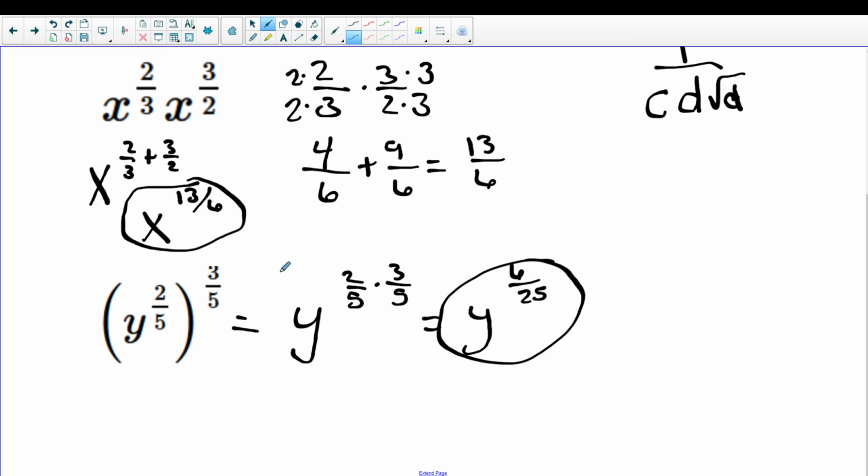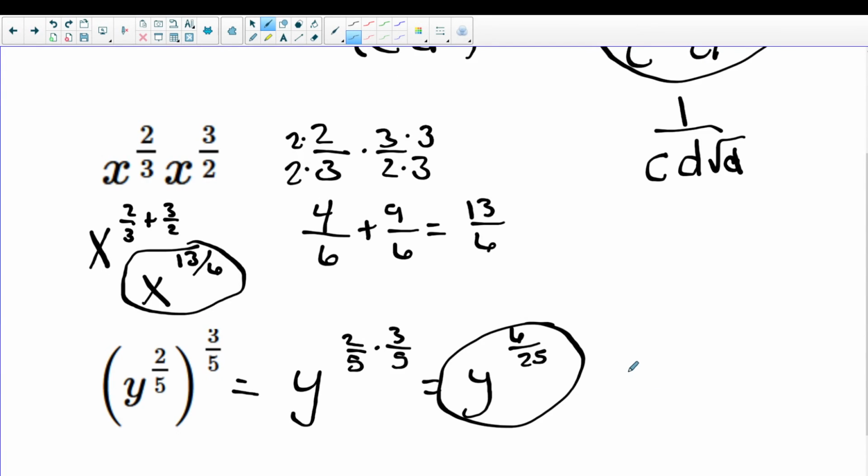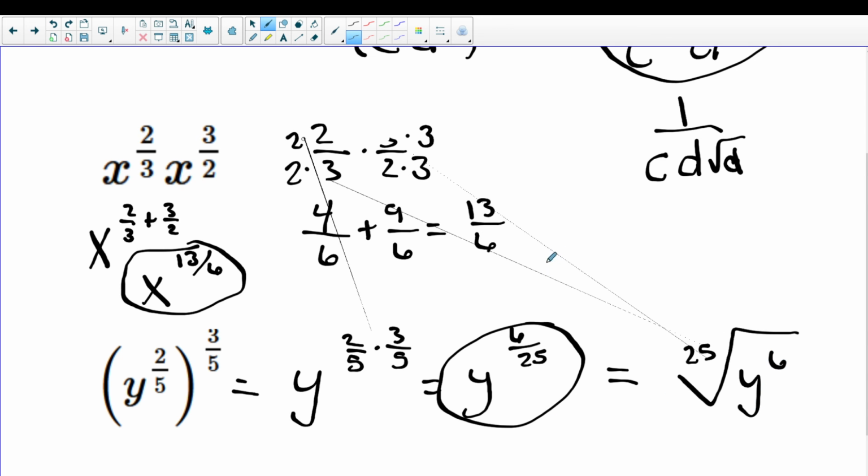Okay, we're not going to do a whole lot with these fractional exponents currently, but that's how they work. And so when we see them, that's how we'll evaluate them. It just represents a fraction. So if I wanted to write this as a radical, this would be the 25th root of y to the 6th. Likewise, this would be the 6th root of x to the 13th.